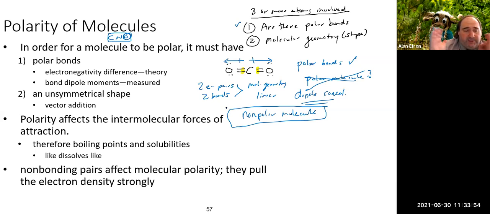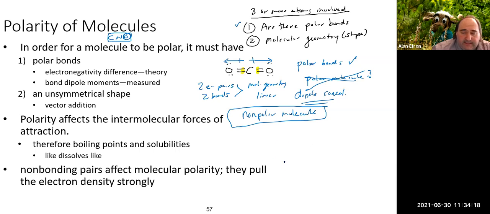If both people are pushing on a door equal and opposite of each other, the door is not going to open, right? It's going to stay closed. So it's sort of the same idea here. This is a very good illustration that although you can have something that has polar bonds in it, because of the geometry of it, it may actually end up being nonpolar and cancel out.